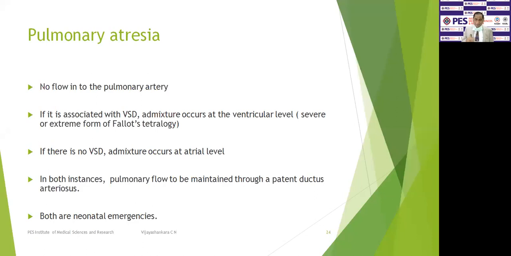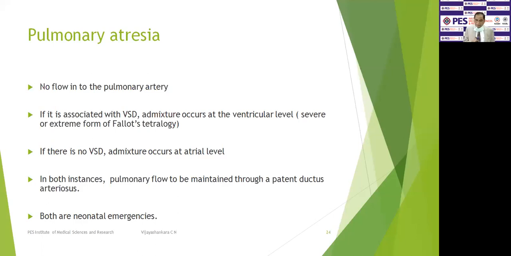Sometimes this can also be associated with Fallot's tetralogy, where instead of just an infundibular hypertrophy, there may be a pulmonary atresia. If it is associated with VSD, admixture occurs at the ventricular level. This is what you call a severe or extreme form of Fallot's tetralogy. If there is no VSD, the admixture occurs at the atrial level through the foramen ovale, which is usually a smaller one. Sometimes they may have an ASD.